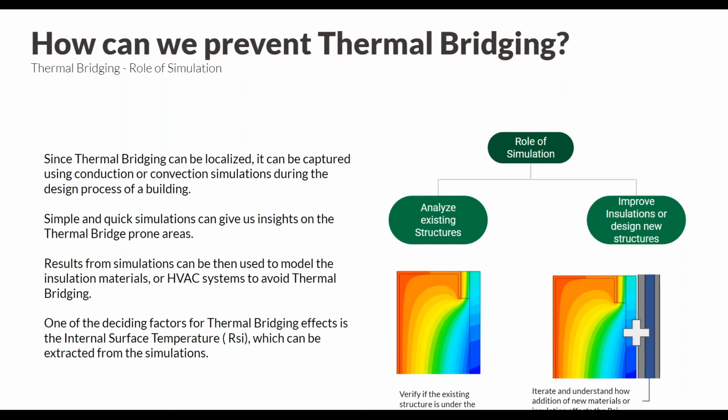And also in your design phase itself, if you know that some wall structures or building structures are prone to thermal bridging, you can iterate on the material properties and add definite insulation layers in the simulation and then check whether the compliance standard is met or not. This will save a lot of time in the design phase and also make sure the final product or the building is not prone to thermal bridging.